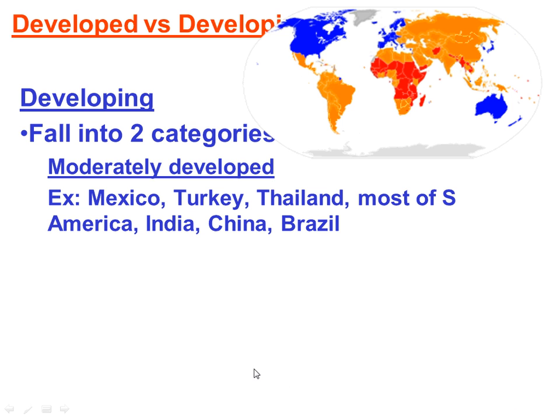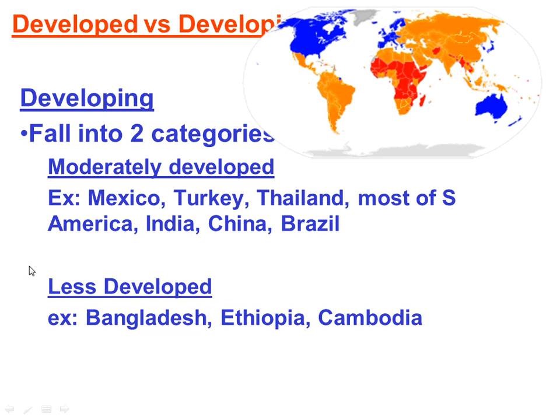Some examples of our less developed countries, you can see them in red here: Sub-Saharan Africa and Southeast Asia. These are the areas where we see basically the poorest countries in the world, the least amount of infrastructure, high birth rates and infant mortality rates, and high total fertility rates, which we'll define in a couple slides. Bangladesh, Ethiopia, Cambodia, you should just think Sub-Saharan Africa and Southeast Asia. This is where we have our developing, or less developed, countries.